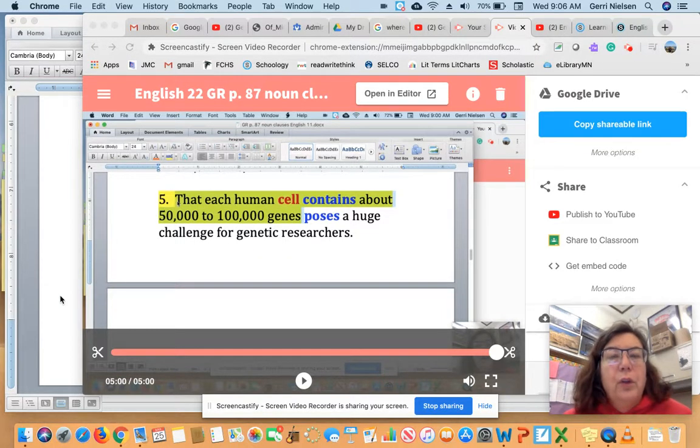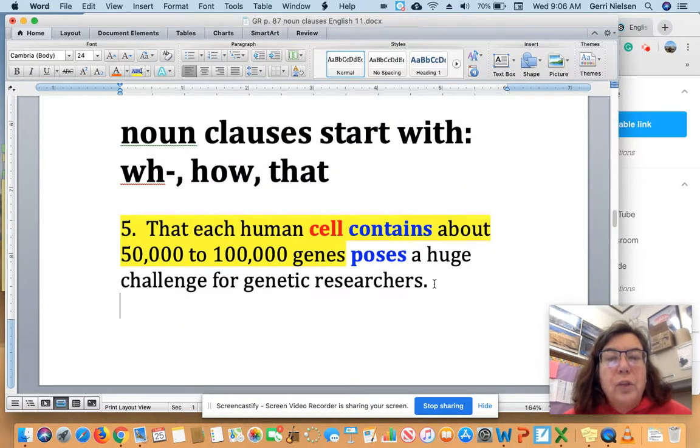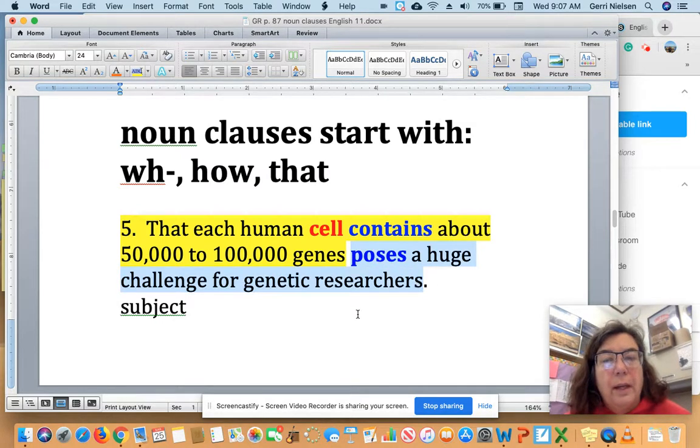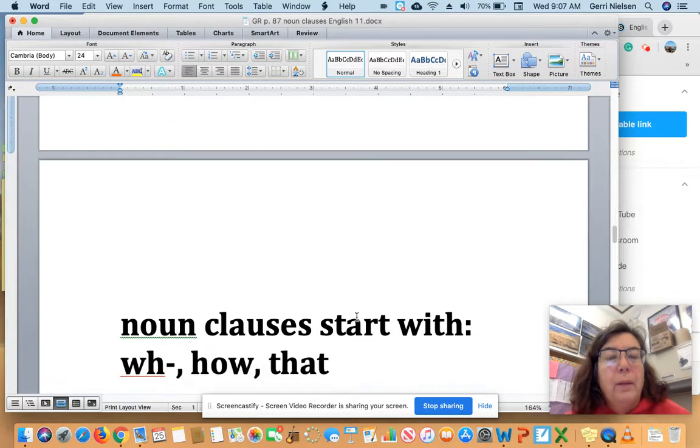Okay, so if you were paying attention to number 5 on the first link, then you know that this dependent clause is the subject of the sentence, and it is necessary to have it there because otherwise that independent clause does not stand alone. Going on, number 6.